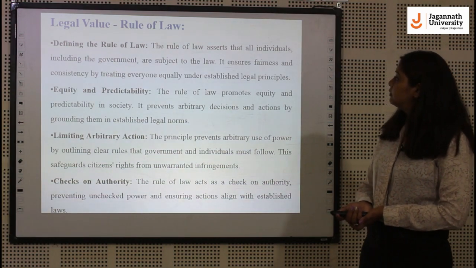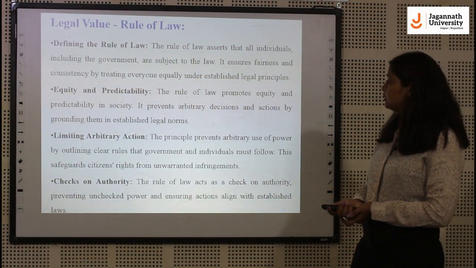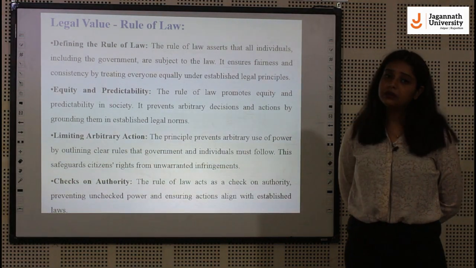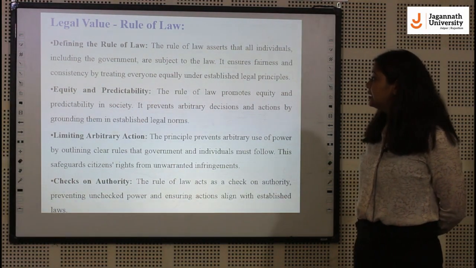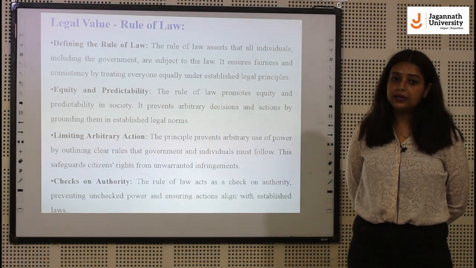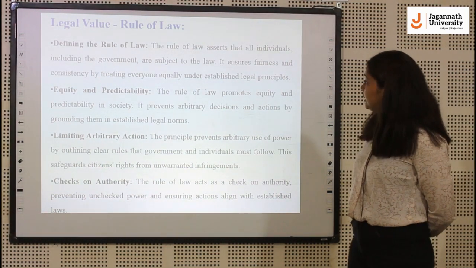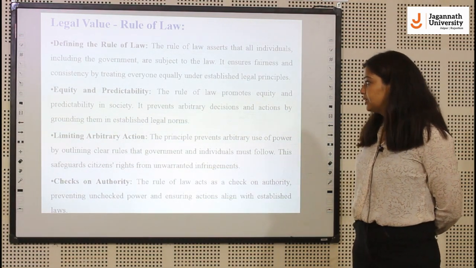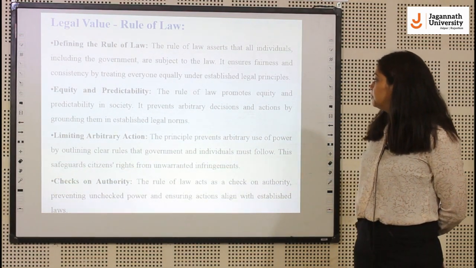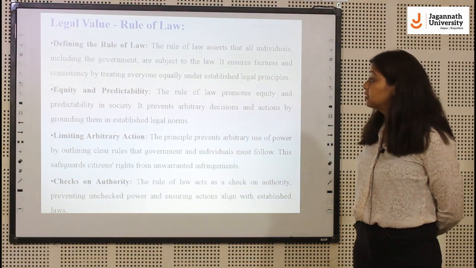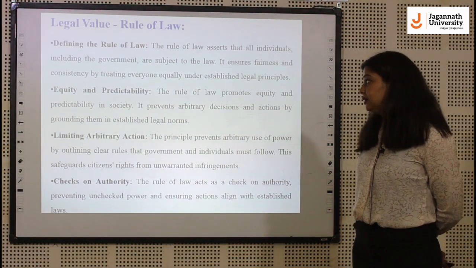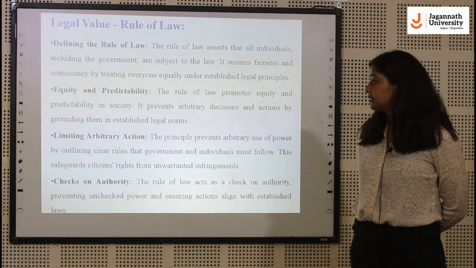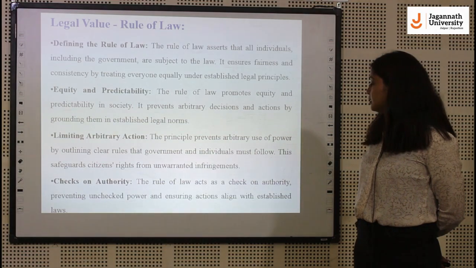Rule of law. We have discussed the rule of law in the second unit as well, where everyone is subject to the law. It ensures fairness and consistency in treating everybody equally under the law, under any circumstances and under established legal principles. Equality and predictability. It prevents arbitrary decisions and promotes equality and predictability in society, limiting arbitrary action and abuse of power, outlining the clear rules that individuals must follow.